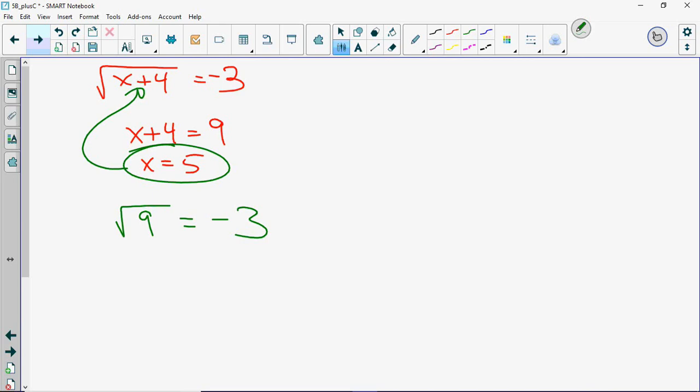And by the way, we also knew it wasn't true right from the beginning because we have the square root of something equals a negative. And for the same reason, that's not going to be the case. The square root of something is just going to be positive. This is the principal square root.